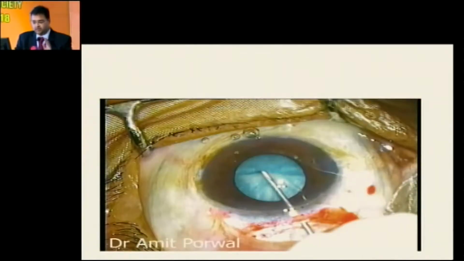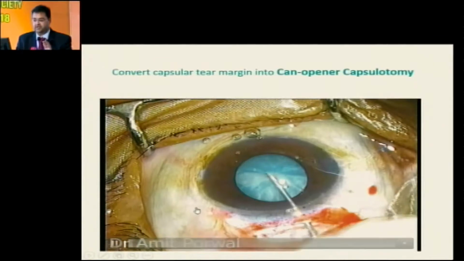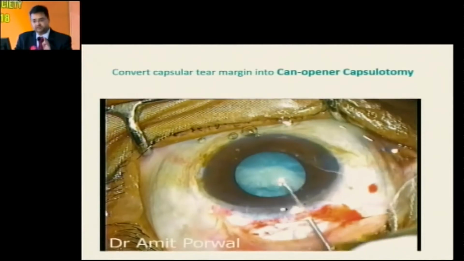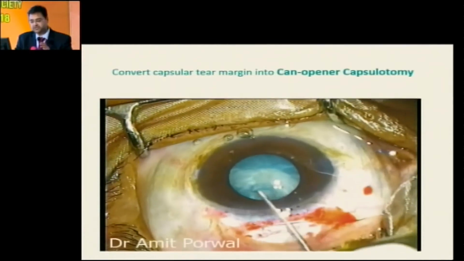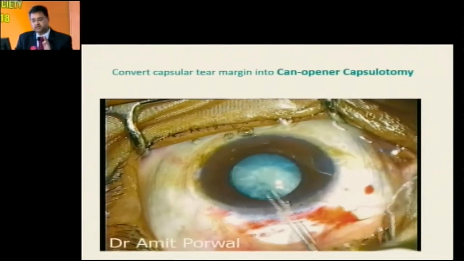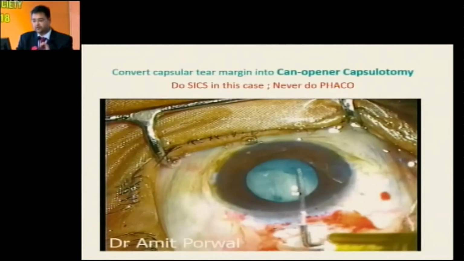So this is how you are going to fix it if there is an Argentinian flag sign. What are the other options available? You can convert this into a can opener capsulotomy, but make sure that whenever you convert this into a can opener capsulotomy, you never go ahead with the phaco. You always convert this surgery into a small incision cataract surgery, that is a manual small incision cataract surgery. Never go ahead with the phaco when you convert this into a can opener capsulotomy. So do SICS in this case, never do phaco.